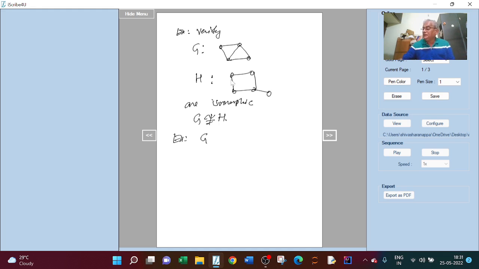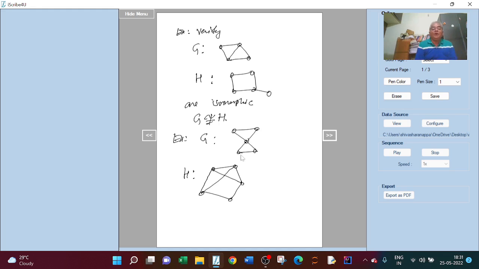This is our G and H. See, these are the two graphs here. Here we have 1, 2, 3, 4, 5 vertices. Here also we have 1, 2, 3, 4, 5 vertices. And we can draw one more edge here.